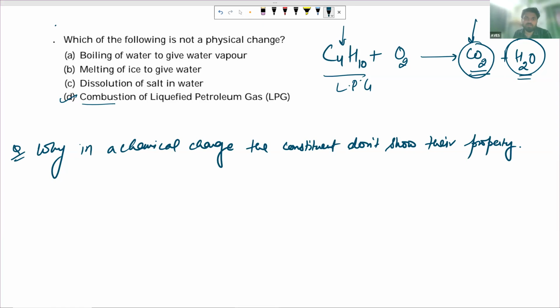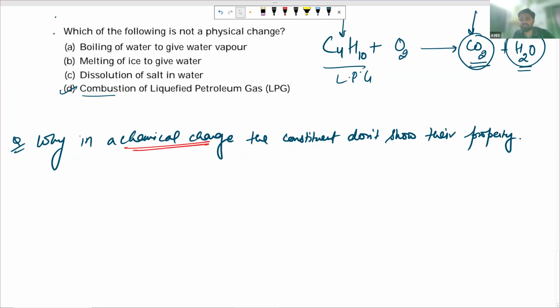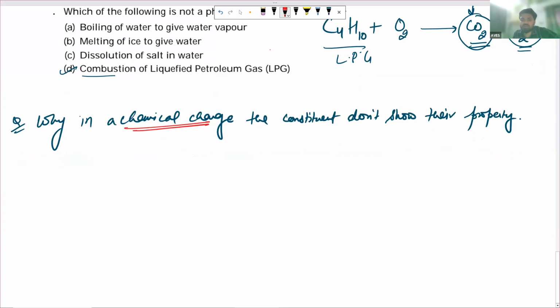Got it? So if I ask you why this does not happen, it is just because of the electron exchange. Let me explain. You are very much familiar with this: nitrogen, oxygen, hydrogen.